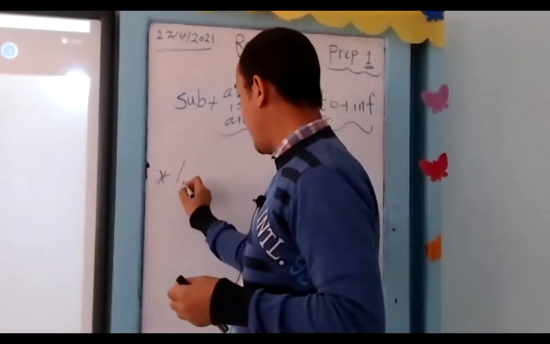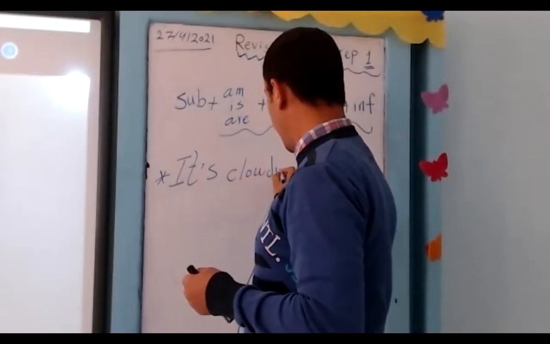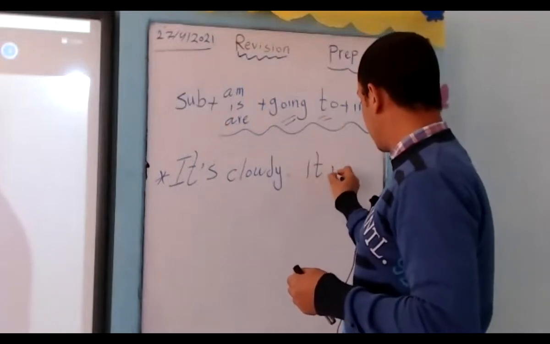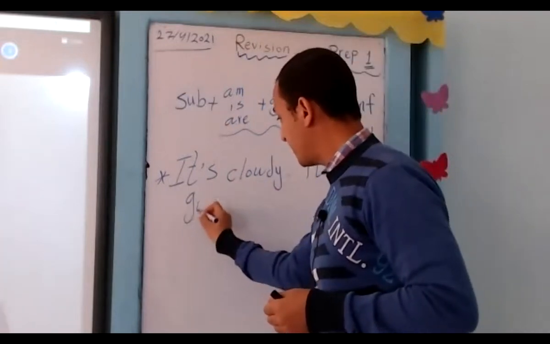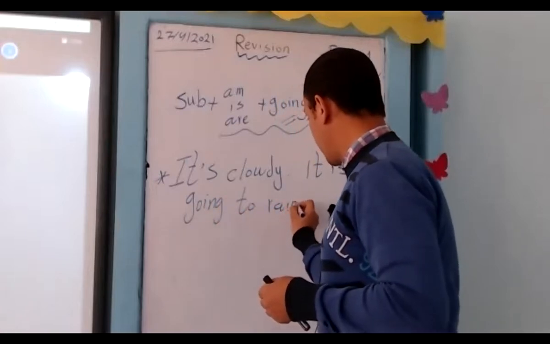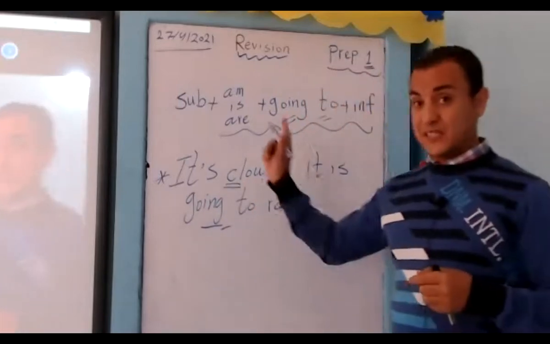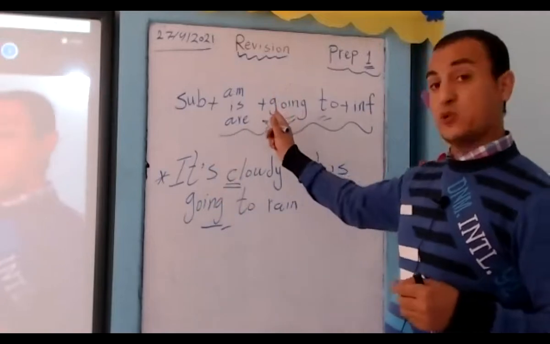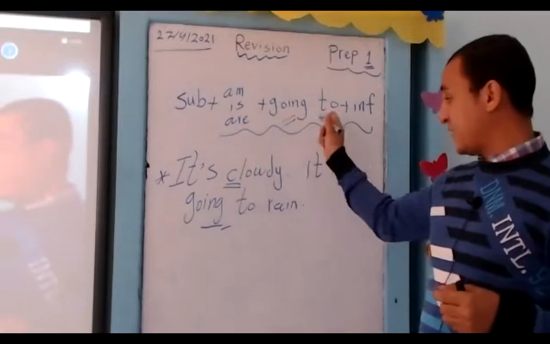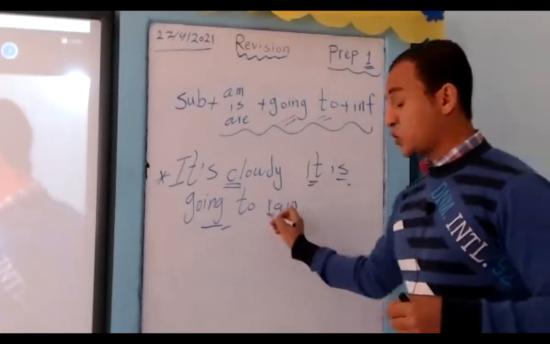When we say it's cloudy, we can say it's going to rain. We have evidence in this sentence, so we can use going to. When there is evidence for a prediction about the future, we use going to plus infinitive. It's cloudy, so we can say that it's going to rain.